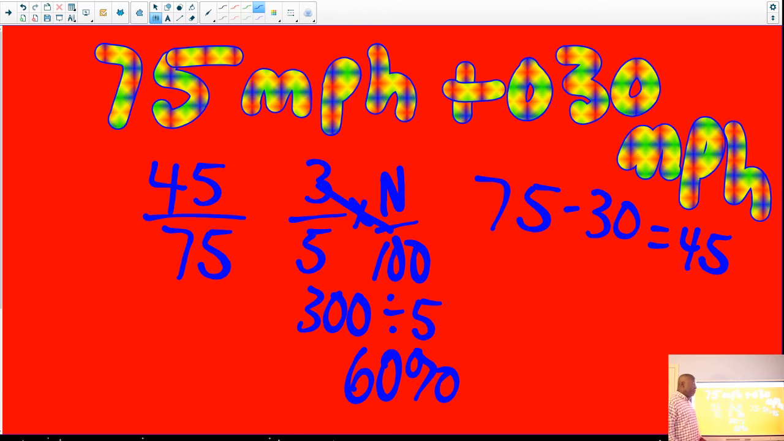Everybody see what I've done? I did 75 minus 30. I got 45. I brought the 45 over here. You're always going to use the first number to make it a fraction, so I put 45 over 75. I reduced it. And then I used that n over 100 thingy. You can use x over 100, z over 100, a, b, c, d over 100. It doesn't matter what you put over 100. Cross multiply, 3 times 100, 300 divided by 5, 60, you're finished. Just like that.